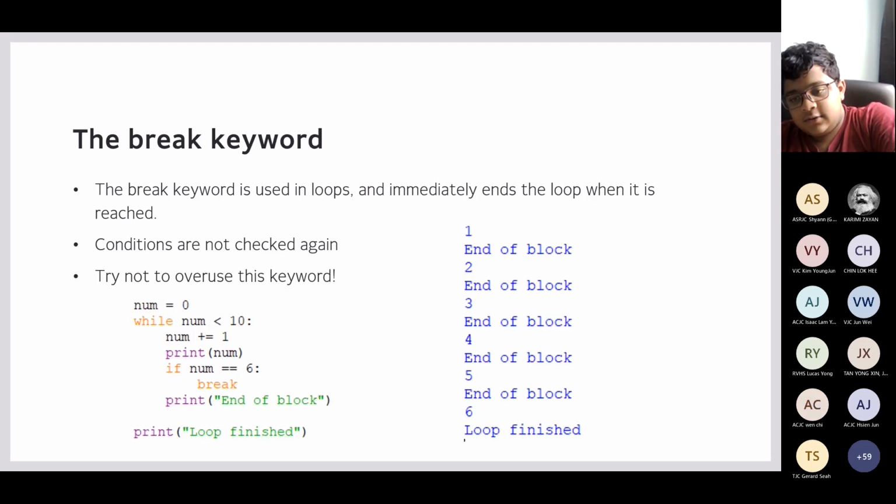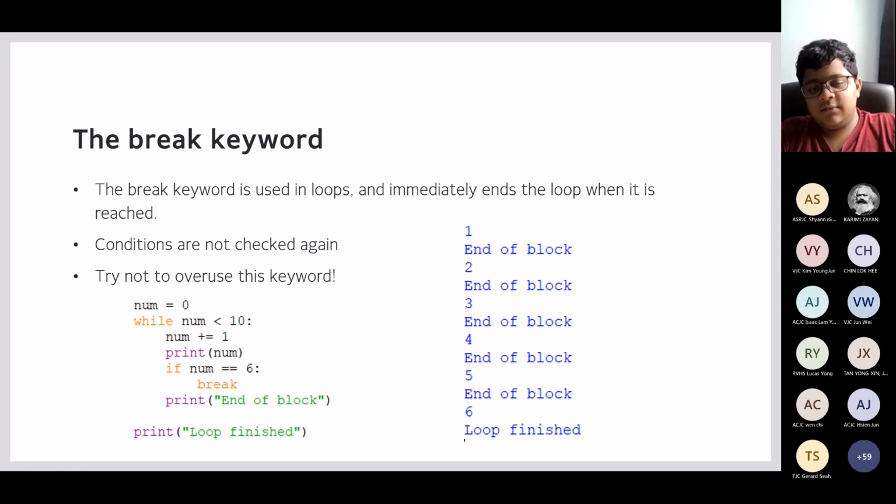So another thing that you need to know for loops is these two keywords known as the break and continue keyword. So the break keyword is used in loops, and essentially the idea is it immediately ends the loop when it gets reached. So for example, if you have another condition that needs you to break out in the middle of a code block, you will probably use the break statement. So for instance, if you want to break out when num equals 6, but you don't want to print end of block after number 6, then you can break out right immediately after that.